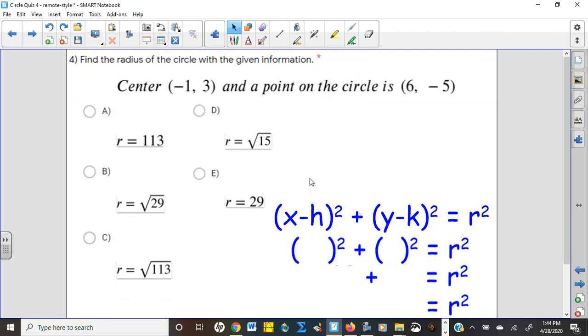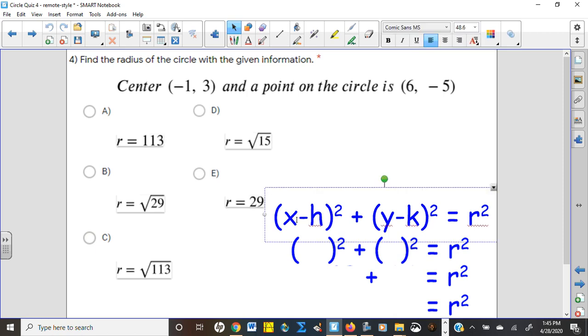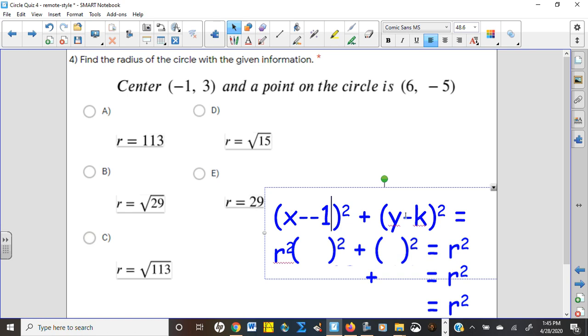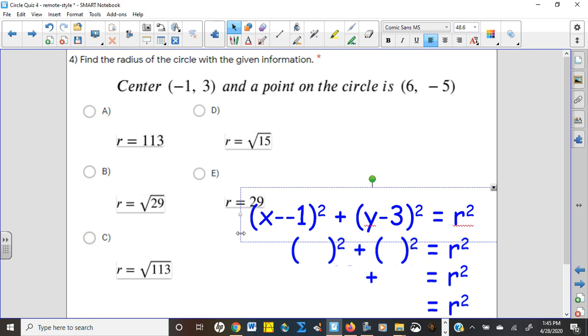Number 4, back to circle equations. They gave us the center and a point on the circle, but they certainly did not give us the radius. They want the radius. You could use the distance formula for this, but the equation of a circle basically is the distance formula. It's a little more convenient to use, I think. We know that x. Well, let's start with the center. The center was negative 1 for h and 3 for k.